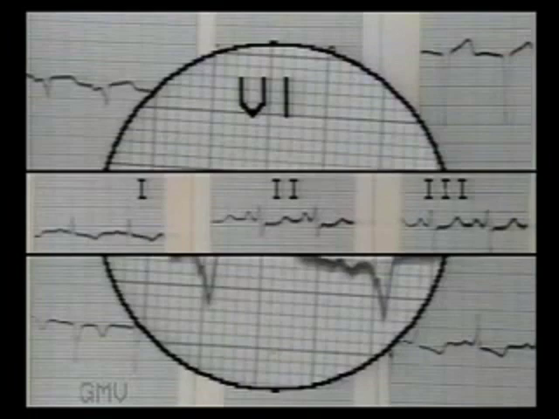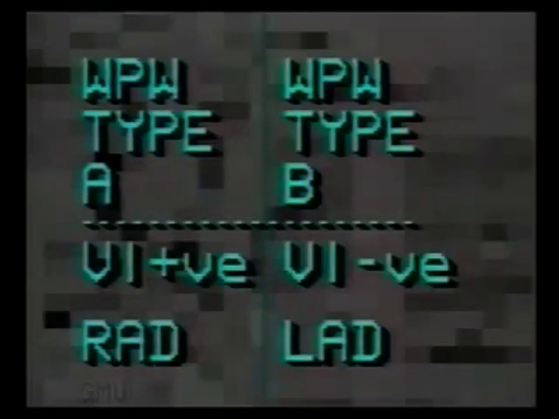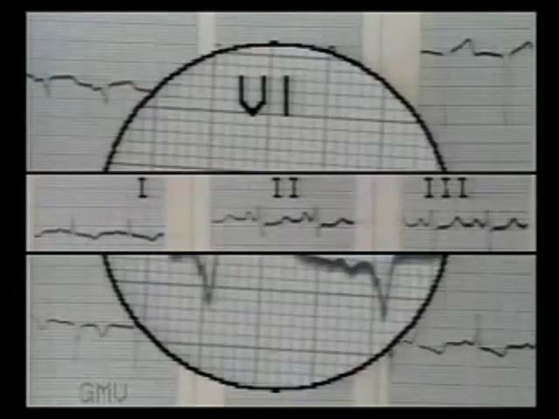WPW syndrome is of two types, type A and type B, also termed V1 positive and V1 negative. In type A, the accessory bundle of fibers is on the left side. It causes a positive QRS complex in lead V1 and right axis deviation. In type B, the accessory bundle of fibers is on the right side. It causes a negative QRS complex in lead V1 and left axis deviation.